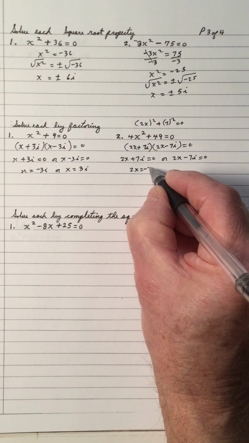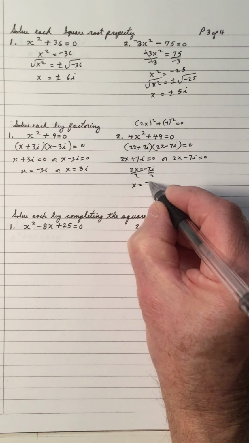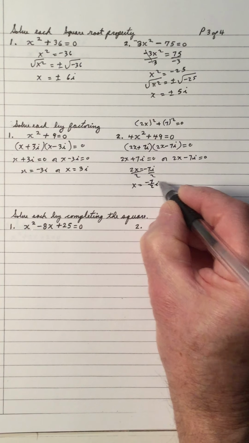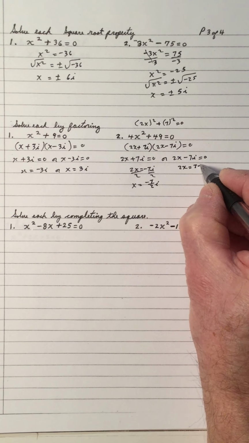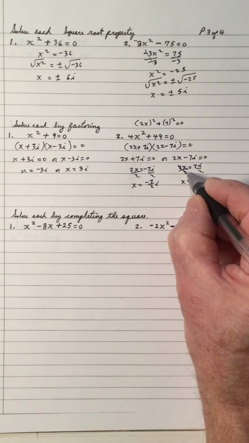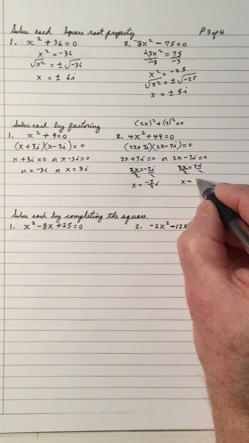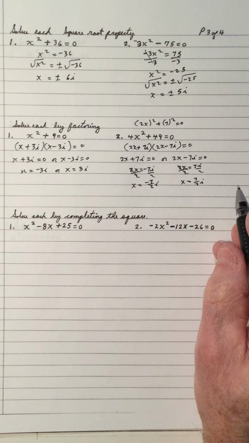2x equals negative 7i, divided by 2, and x is negative 7 over 2 i. And this one is 2x equals 7i. Divide by 2. The 2's cancel. Remember, 2's cancel here. x is 7 over 2 i, plus minus.